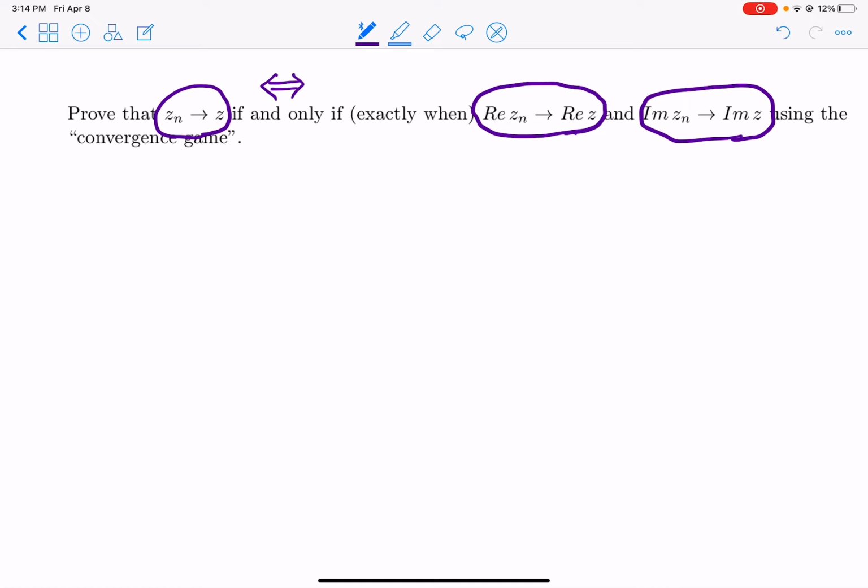So first let's just remind ourselves what this sort of notation means. If Z is a complex number, then the real part of Z is this number here, and the imaginary part of Z is this length. So the real part of Z is the length of this segment, and the imaginary part of Z is the length of this segment. So Z is actually built out of the real part of Z plus i times the imaginary part of Z.